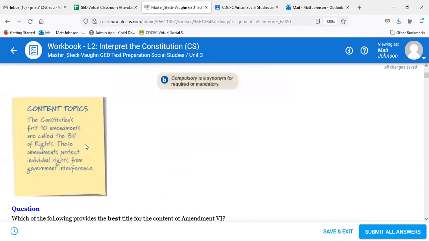And our content topic. So it says the Constitution's first 10 amendments are called the Bill of Rights. These amendments protect individual rights from government interference. So particularly, the U.S. Constitution, along with this framework of how it's going to work, also outlines our most important rights. And just like I said before, just because it doesn't list them doesn't mean that there aren't other ones that are also guaranteed by the Constitution.